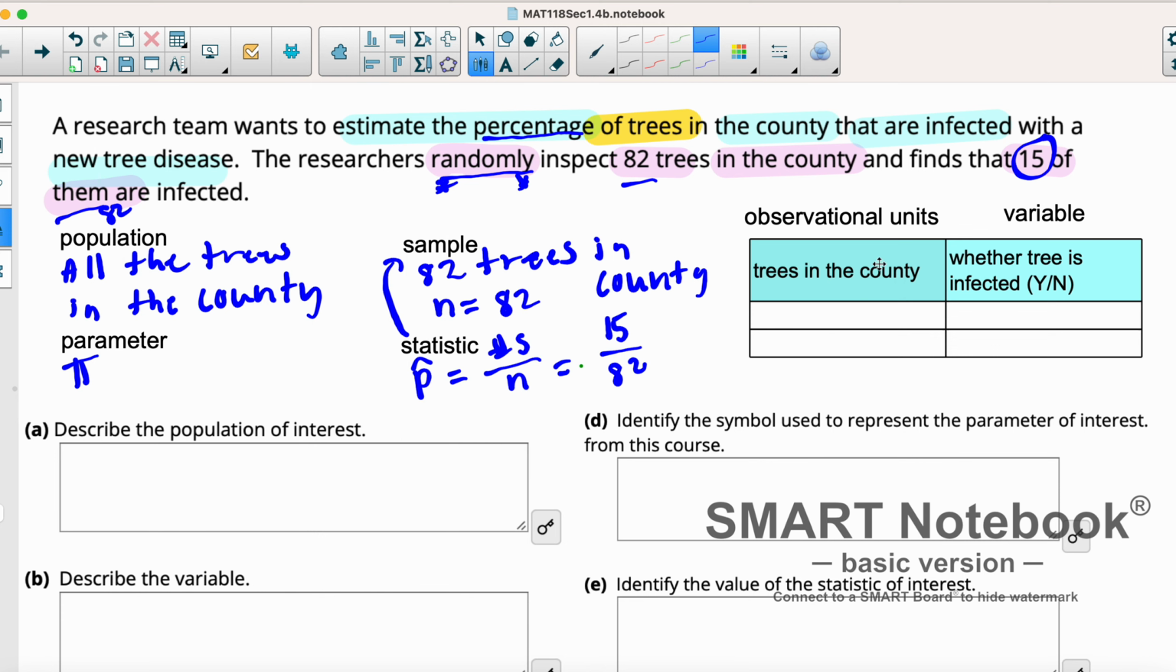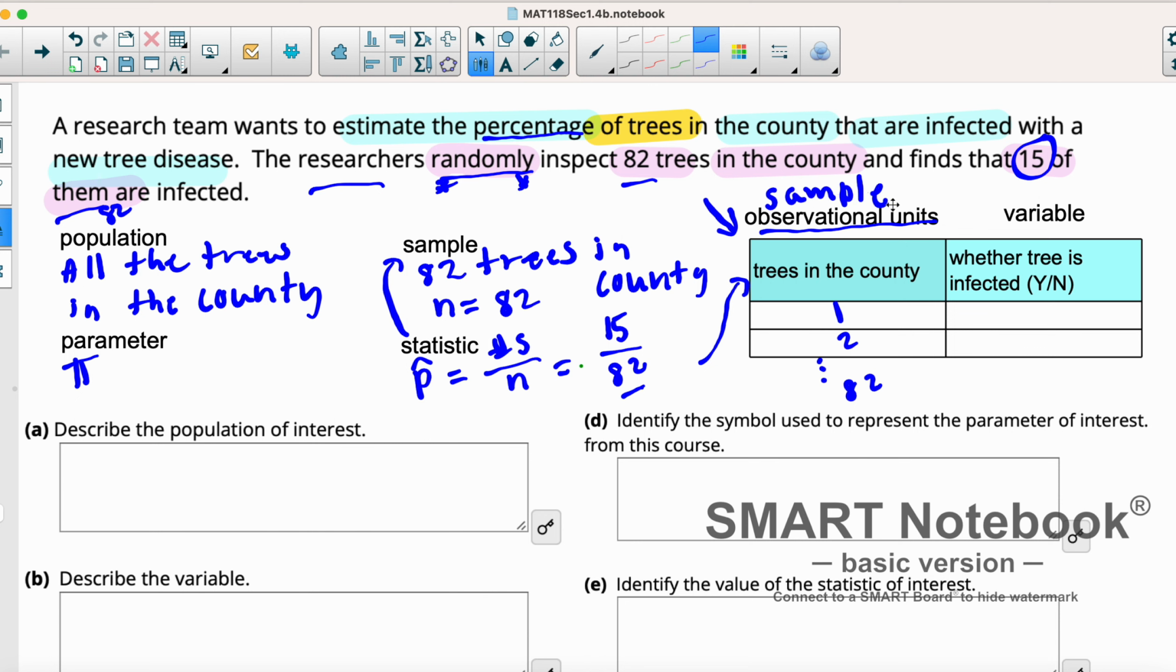And, okay, good. So if I think about filling out my clipboard, when I do my research, I'm the researcher and I take my clipboard, I say, okay, what am I observing? My observational units are trees in the county. We're going to inspect 82 of them. So we're going to write down tree 1, tree 2, all the way down to 82 trees we're going to observe. That's our sample.